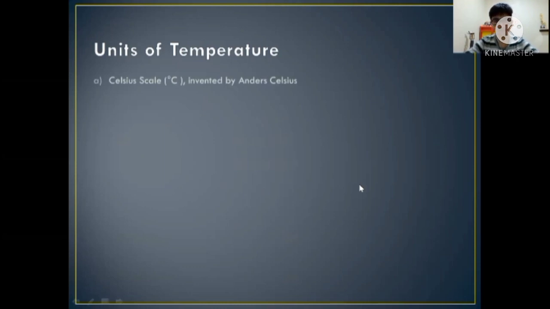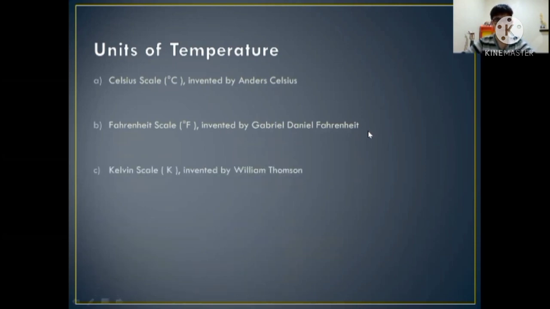The first one is the Celsius scale, or sometimes people call it degrees Celsius. This scale was invented by Anders Celsius. The second unit is the Fahrenheit scale, or Fahrenheit degree. This scale was invented by Gabriel Daniel Fahrenheit. And the third one is the Kelvin scale, or simply written as K. It was invented by William Thomson, aka Lord Kelvin.